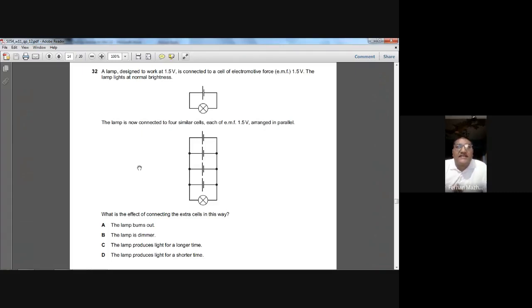When we connect the cells in parallel, their EMF do not add up. Their EMF remains as that of an individual cell, but they last longer. So their life becomes longer. So the answer is the lamp produces light for a longer time. For question number 32, C is the option. The lamp produces light for a longer time.